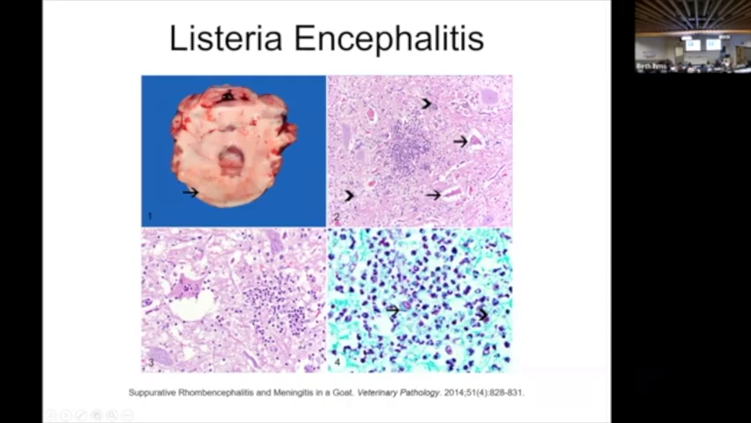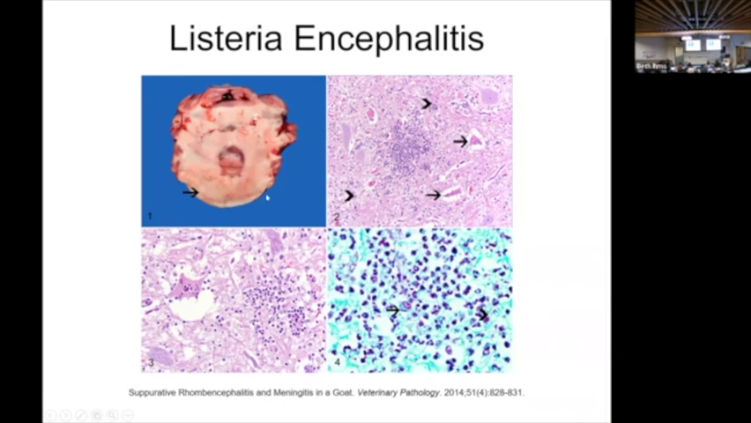Here again, there's a little pocket of neutrophils that you can see more close up. And here is a neuron actually being invaded and eaten by neutrophils. That's called neuronophagia. Here's what that looks like grossly.